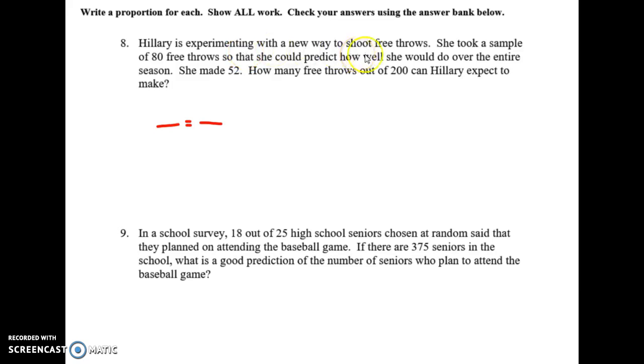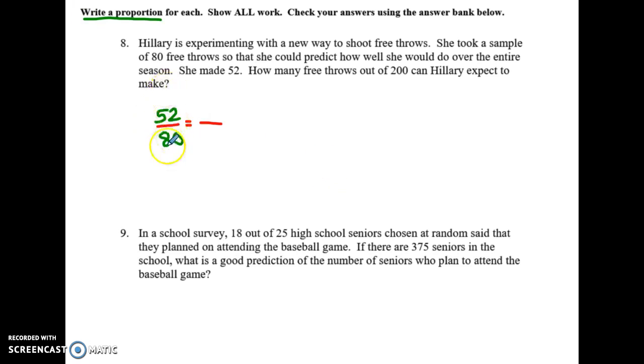Hillary is experimenting with a new way to shoot free throws. She took a sample of 80 throws so she could predict how well she would do over the entire season. If she made 52, that means we can write a fraction saying that she made 52 out of 80 free throws, and that's part of our proportion that we're going to use to solve these. See how it says write a proportion.